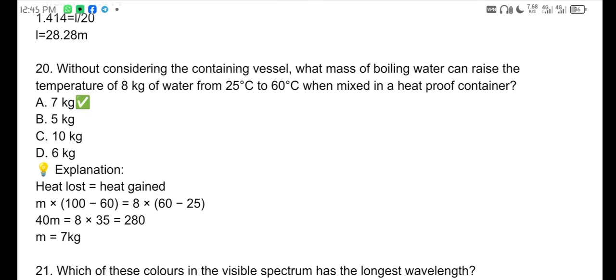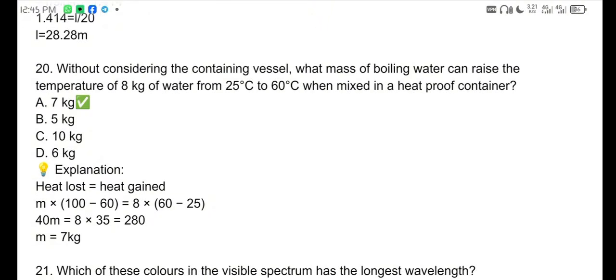Okay, because the boiling water loses heat to the 8 kg water. It loses its heat. So it will be M times what? 100 minus 60 is 40. That is 40M equals the heat gained by the body, which is 8 kilogram.